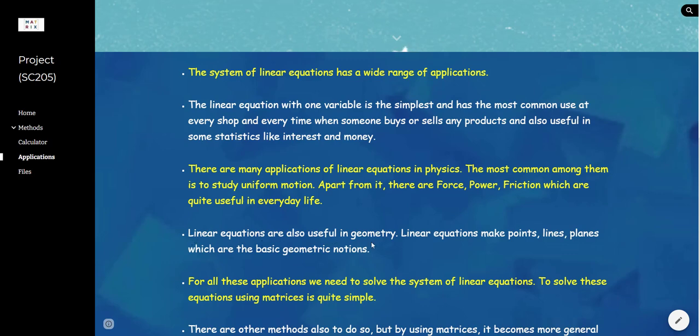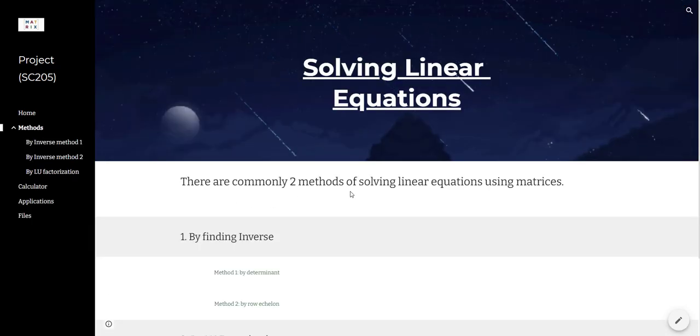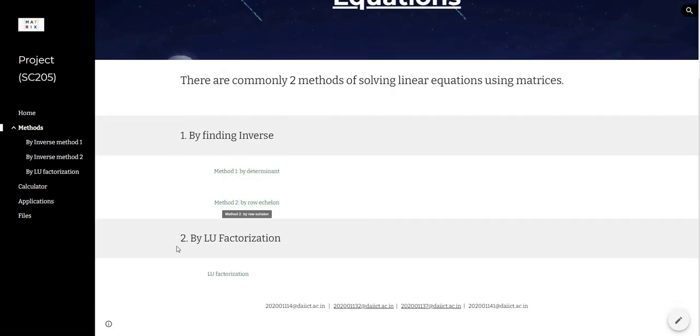Linear equations are also useful in geometry. Linear equations make points, lines, planes, which are the basic geometric notions. For all these applications, we need to solve system of linear equations. To solve these equations using matrices is quite simple. There are other methods also to do so, but by using matrices, it becomes more general and it is easy to make computer programs to solve the equations. There are commonly two methods of solving linear equations using matrices. One by finding inverse and other one is by LU factorization.